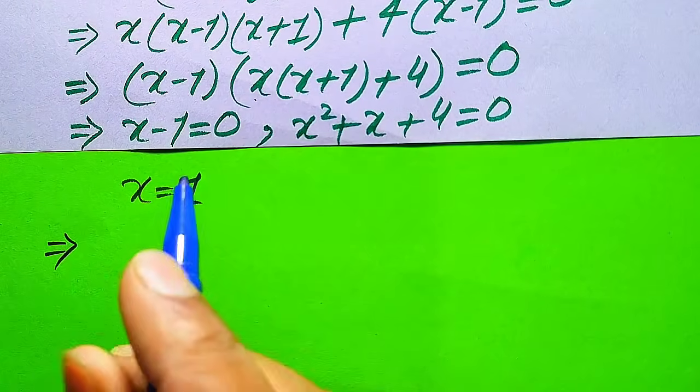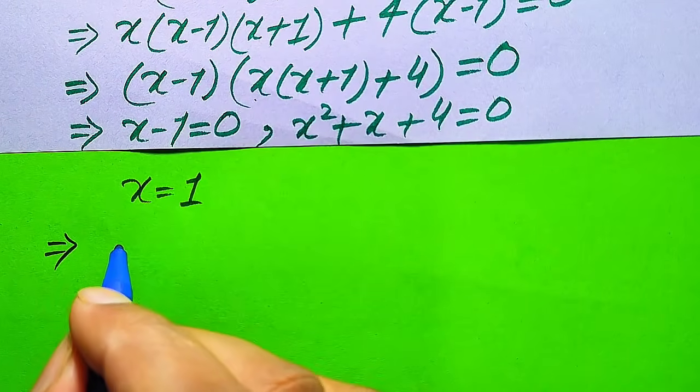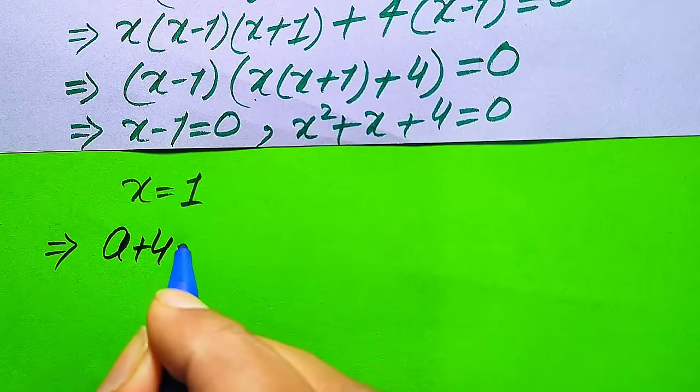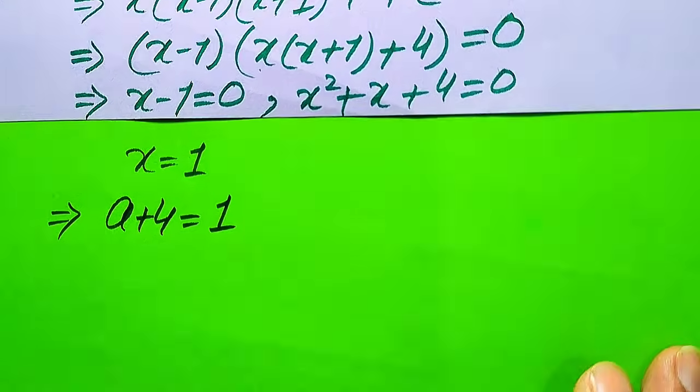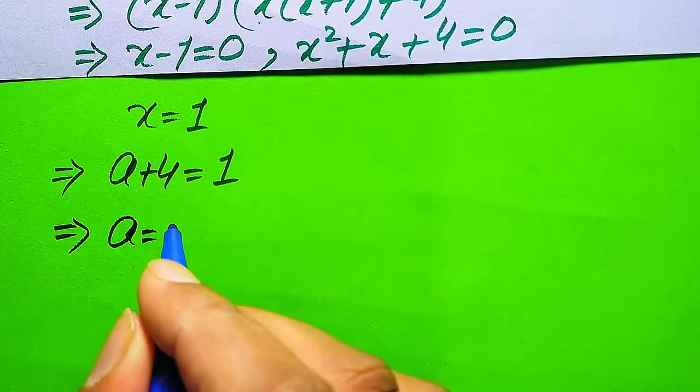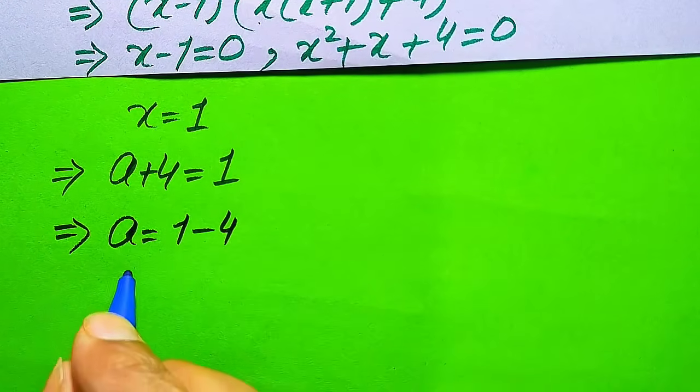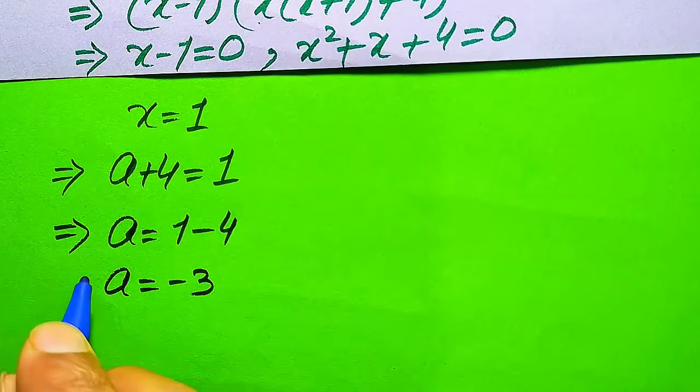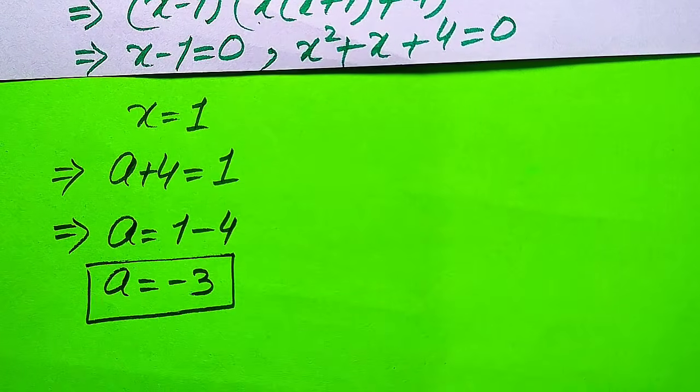In the start of the problem we take x equals a plus 4 equals 1, and when we move this plus 4 to the right hand side we get a equals 1 minus 4, and we get a equals minus 3. So this is the real value of a, which is the required value.